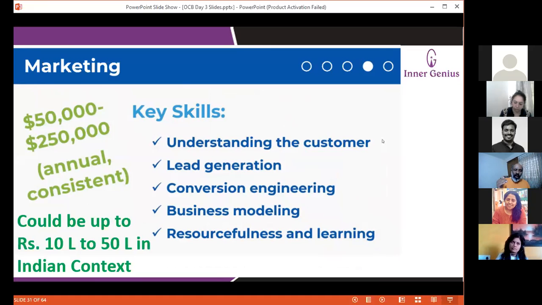So what is required here? You need to understand the customer. Apart from that, you need to know how to generate leads, and how to engineer the conversion from a lead to a sale. Then you need to know what business models are and how to model your business. And resourcefulness and learning repeat.